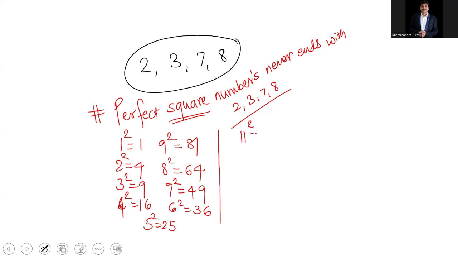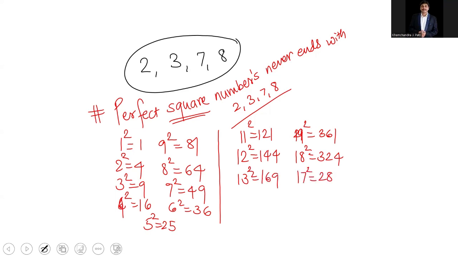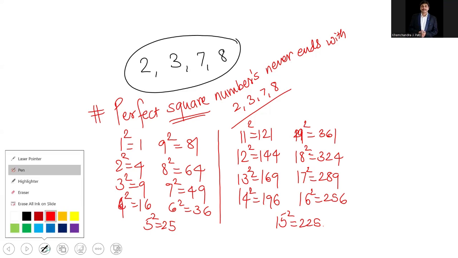आगे भी देख लो, 11 का स्क्वायर 121 है, 21 का और 19 का स्क्वायर है 361, 12 का स्क्वायर है 144 एंड 18 का स्क्वायर है 324. नाउ 13 का स्क्वायर है माय डियर फ्रेंड्स 169 और 17 का स्क्वायर है 289. नाउ 14 का स्क्वायर है 196 एंड 16 का स्क्वायर है 256 एंड 15 का स्क्वायर आप तो जानते ही हो, दैट इज 225. सो ऑलवेज कीप दिस इन माइंड, द परफेक्ट स्क्वायर नंबर नेवर एंड्स विद 2, 3, 7, 8. हमेशा याद रखना.